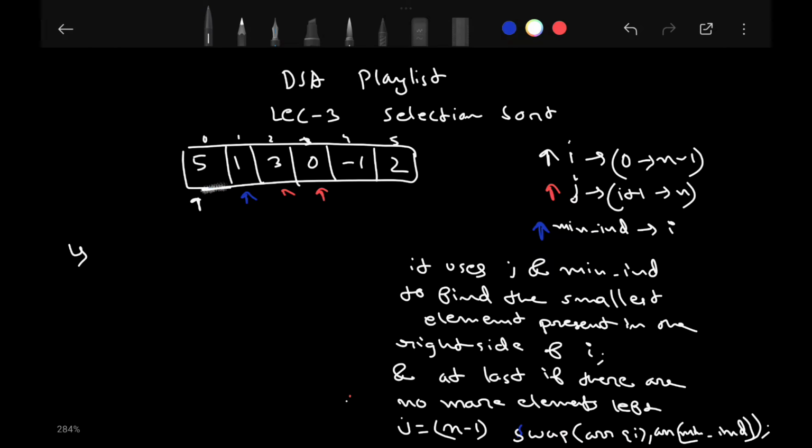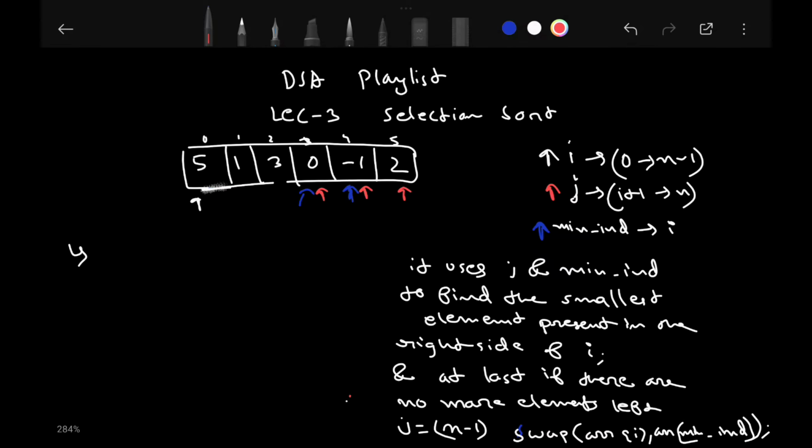Until now the 1 is the smallest element, and our j reaches 0. Once j reaches 0, the smallest element until now is 0. So our current min will be pointing towards 0, and j is incremented again. j is now pointing at minus 1, and as you can see, minus 1 is the current minimum, the smallest element on the right side of i. So again, current min is pointing towards minus 1 as it is the smallest, and j is again incremented to 2.